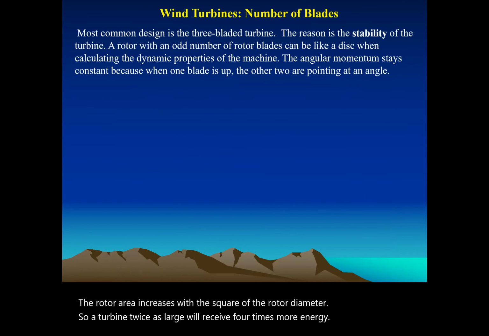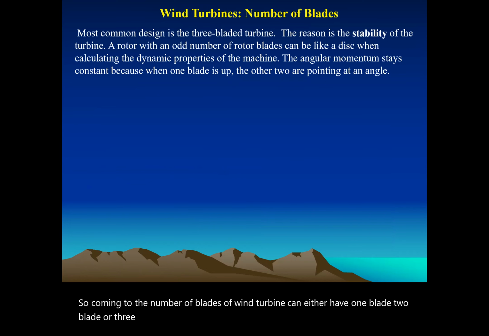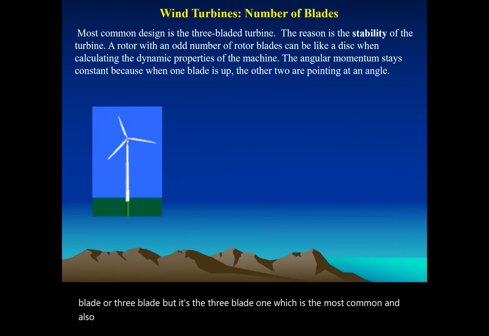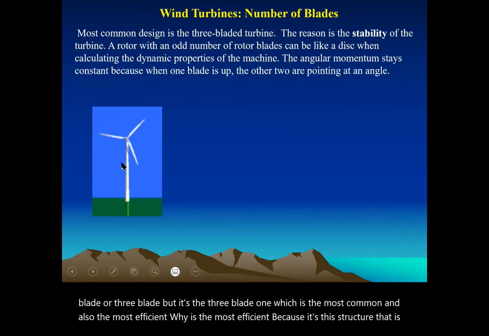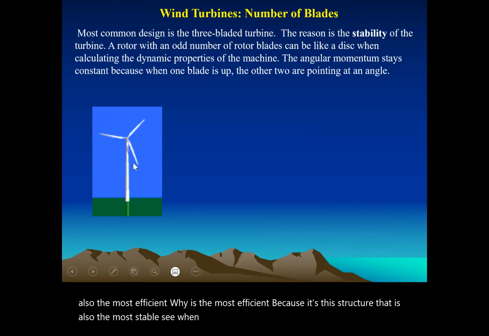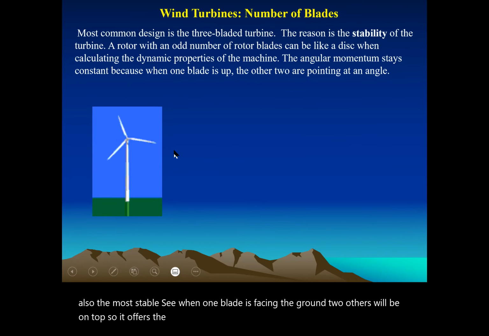So coming to the number of blades, a wind turbine can have 1 blade, 2 blades, or 3 blades, but it's the 3 blade one which is the most common and also the most efficient. Why is this the most efficient? Because this structure is also the most stable. See, when 1 blade is facing the ground, the 2 others will be on top. So it offers the most stability.